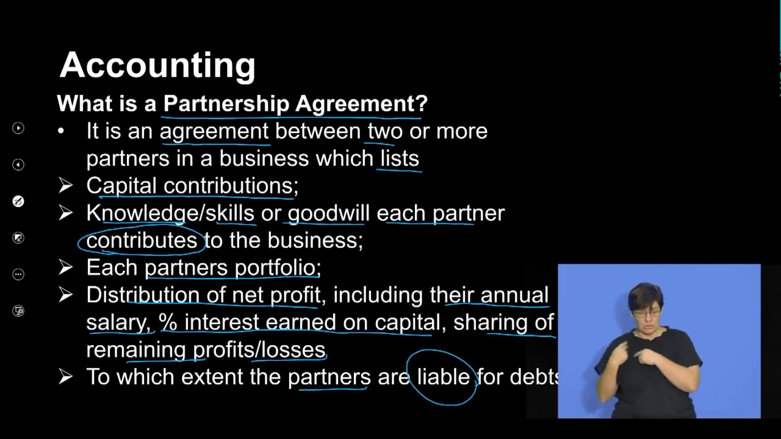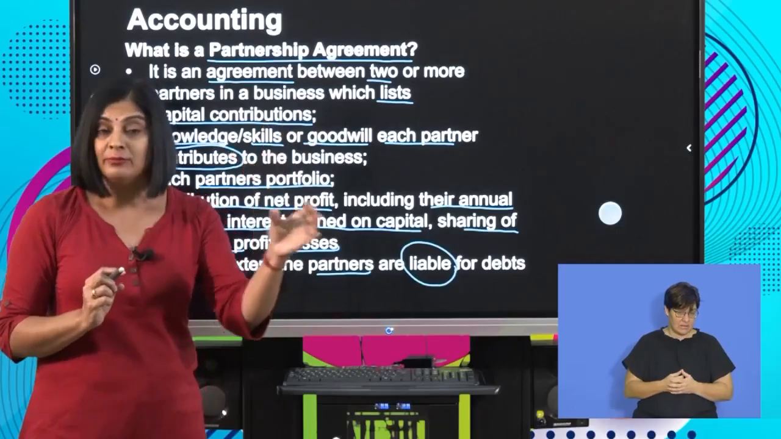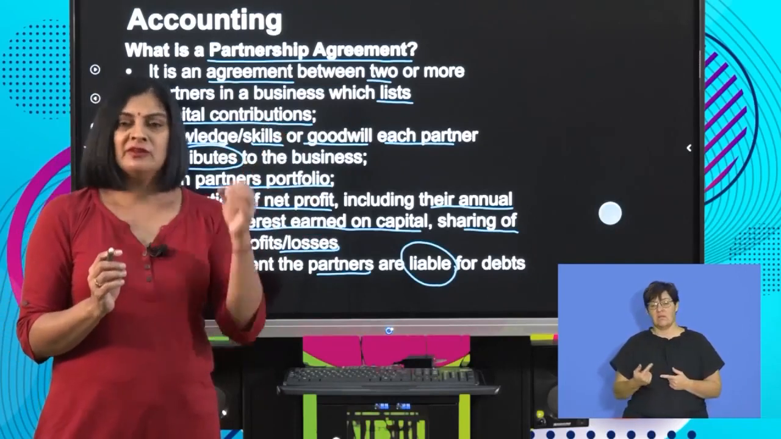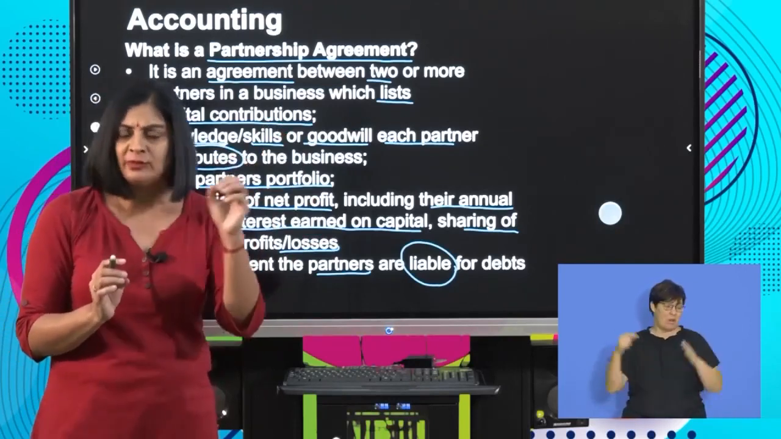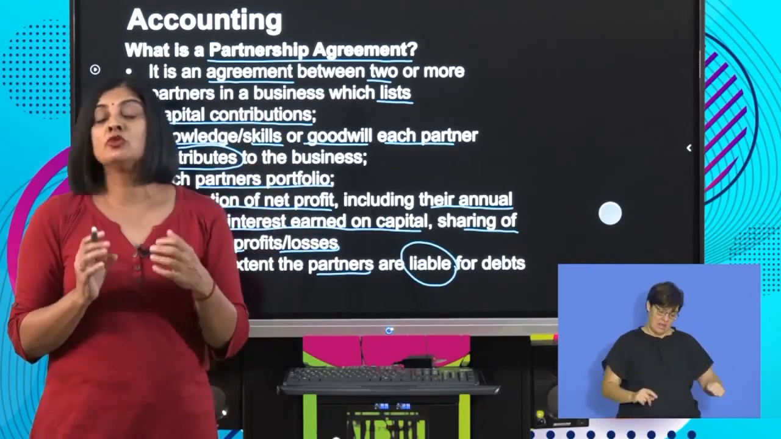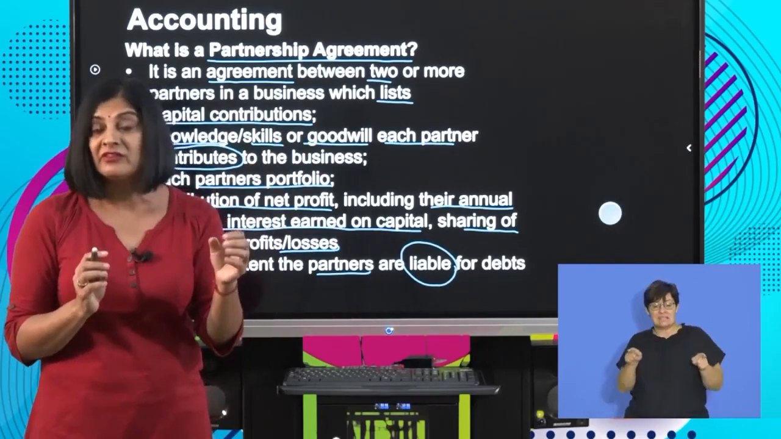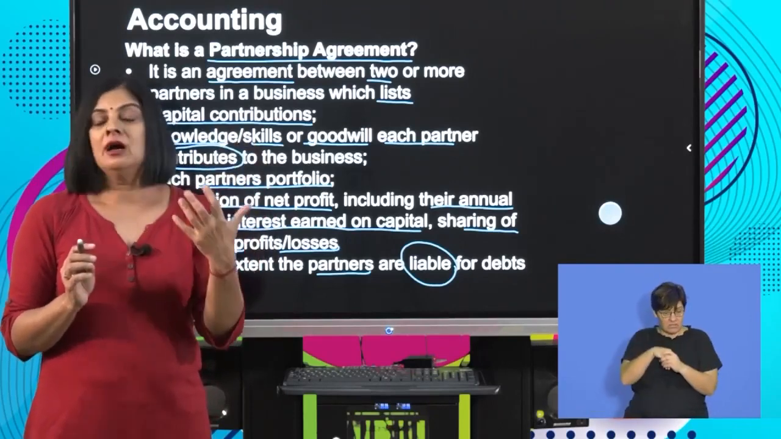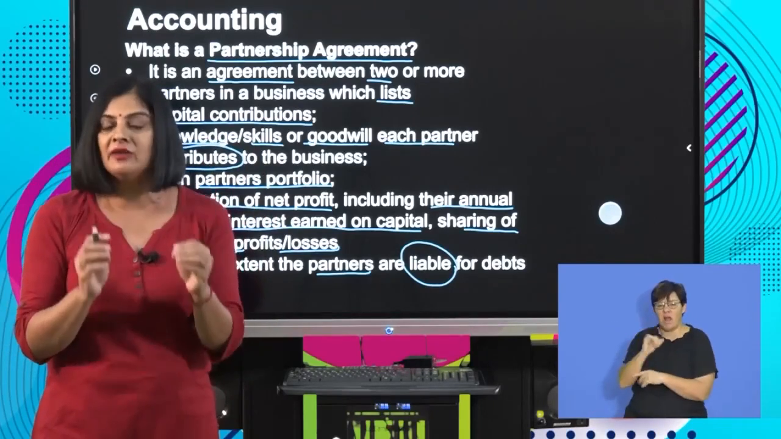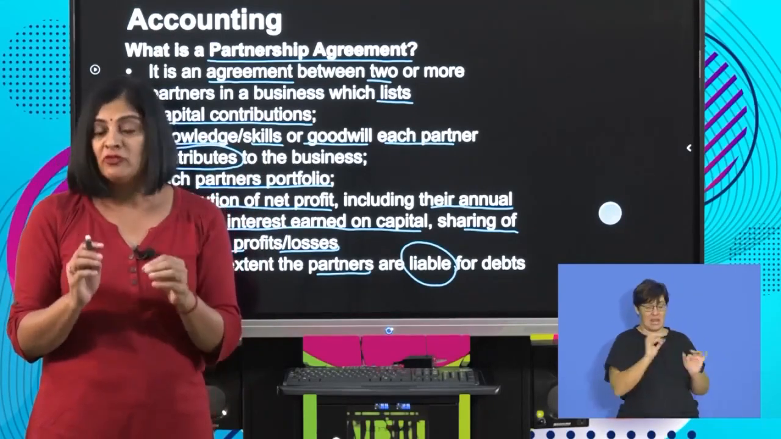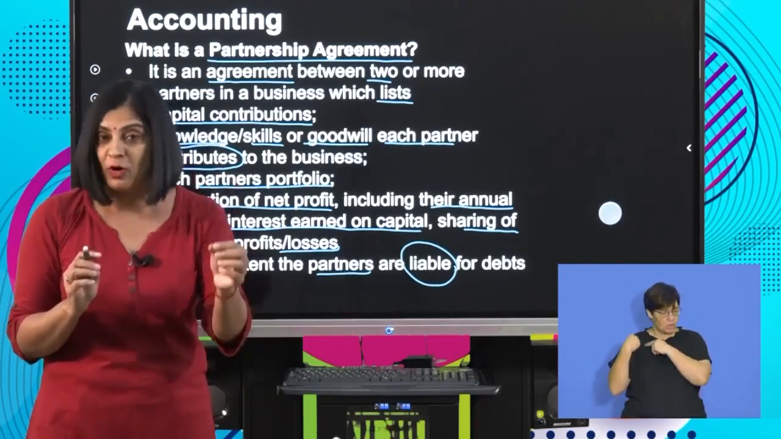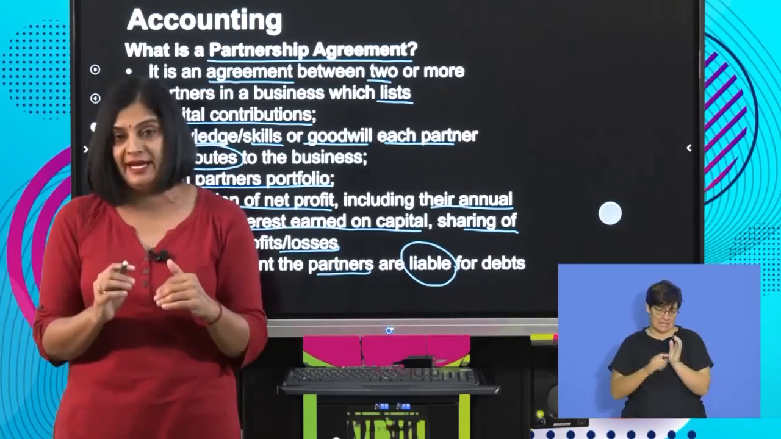When we talk about debts, we are referring to liabilities of the business. If, for example, the business doesn't work out and there are terrible losses, you've got to pay your liabilities. To what extent are the partners and their personal assets that could be seized in the event of that happening, to what extent are they responsible? Remember, in most cases, partners have unlimited liability. They are responsible for business debts.